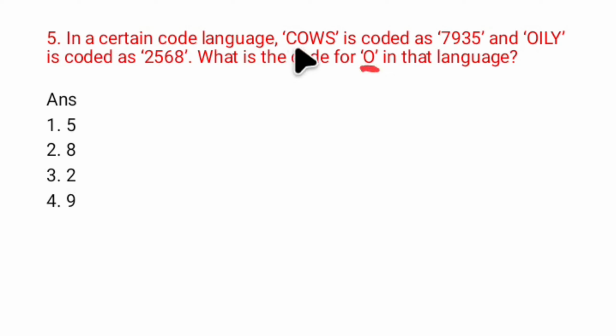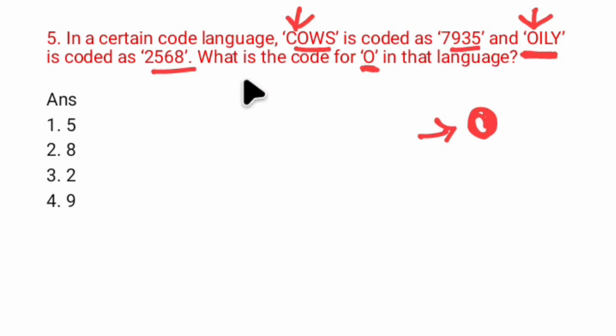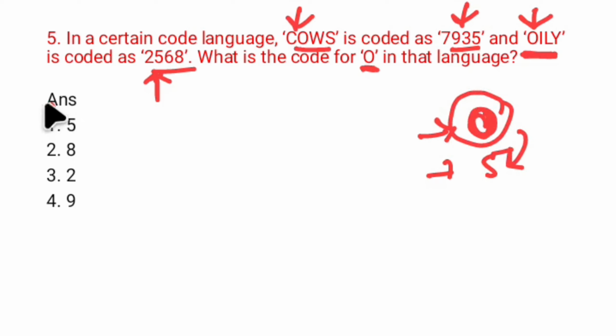If you see the two words, cows and oily, the common letter in these two words is O. So I'm writing O here. And if you see the numbers 7935 and 2568, the common number is what? 5 here and 5 here. So the code for O is 5. Hence option A, 5, would be the correct option. Fifth question, 5 would be the correct answer.